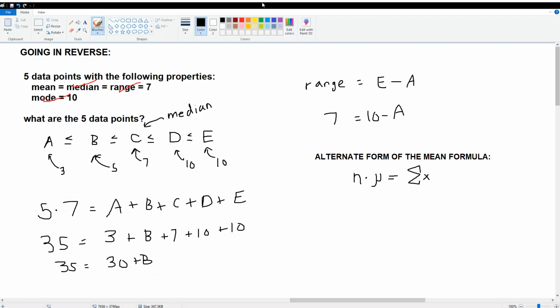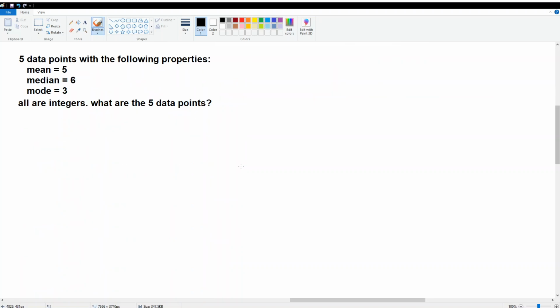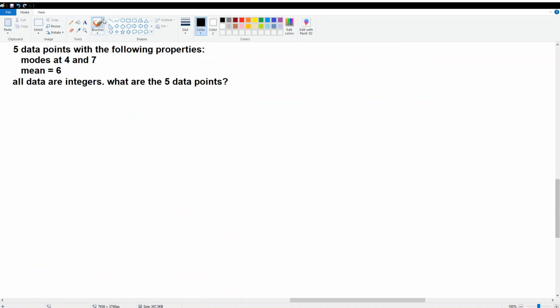So now what I'm going to do is another practice one. I'm going to do the third one, and then you're going to do the last one. But if you wanted to do this one, you can do it right now. So here, we have 5 data points with the following properties. We have modes at 4 and 7, and the mean is 6. All data are integers. What are the 5 data points?